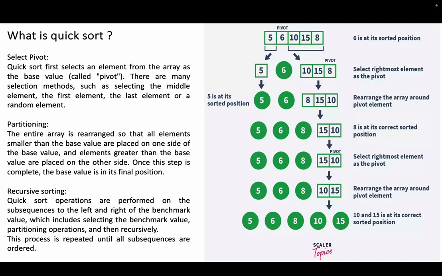In the final step, the 10 and the 15 are all in their correct sorted positions. So they repeat these divide operations again and again, so they can finally make the QuickSort array so that every element is sorted in the right position.